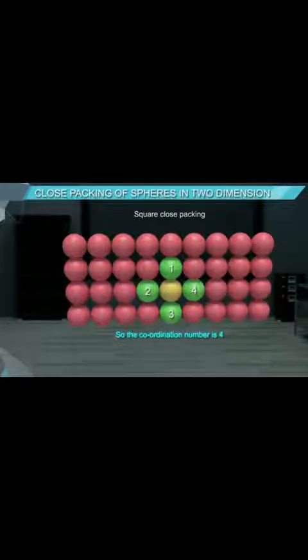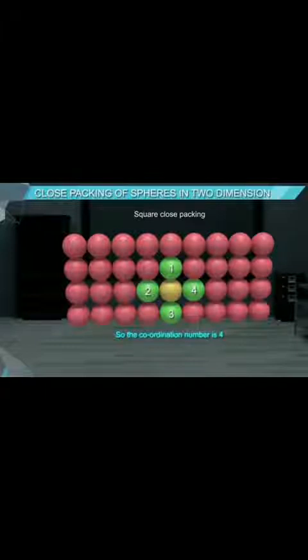In the square close packing, the spheres are packed in such a way that the rows have a horizontal as well as vertical alignment. That means the first row is just placed over the second row and the second row just have the third row above it. In the same way, the third row has a fourth row above it and it goes in the same way. And you can see here that the spheres of first row, second row, third row and the fourth are just one above the another.